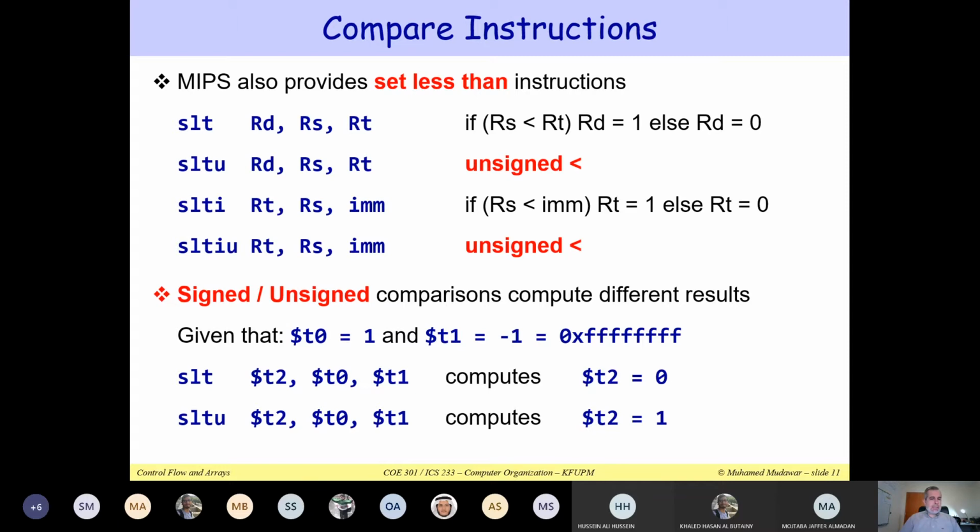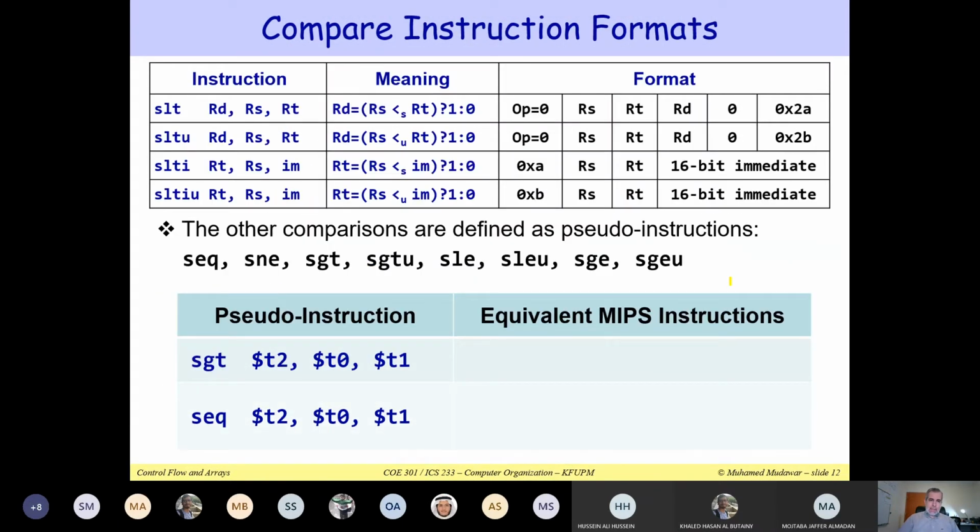So the difference between set less than and set less than unsigned is that set less than is going to compare signed integers, whereas set less than unsigned is going to compare unsigned integers. In the next slide, I have a list of instructions, which is shown in this table.